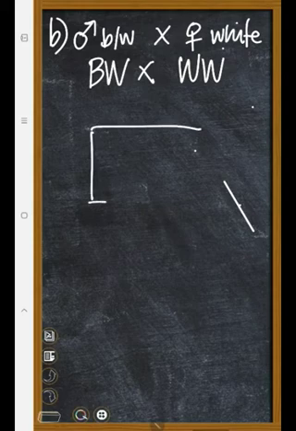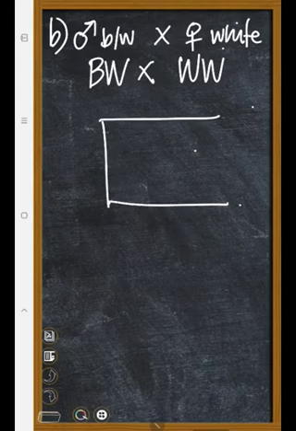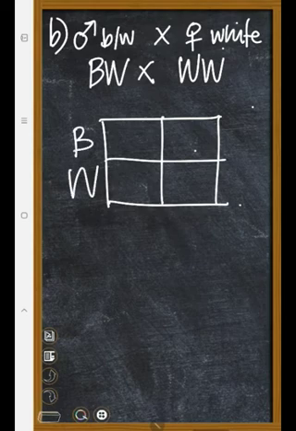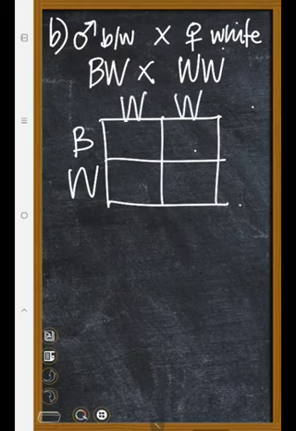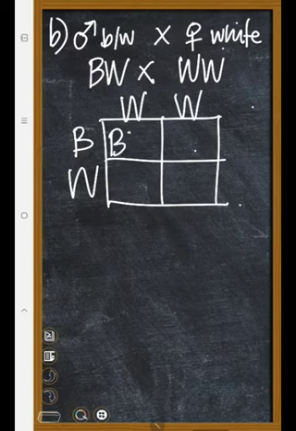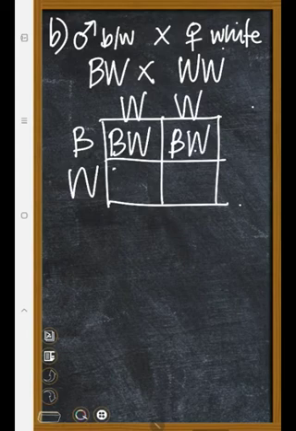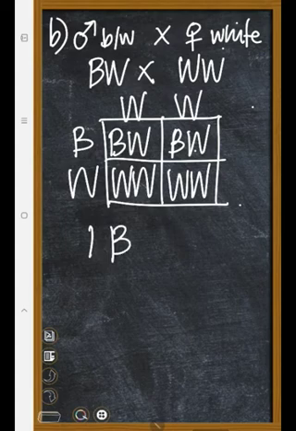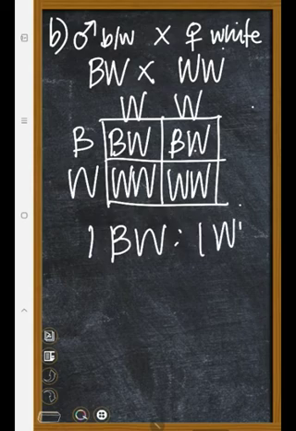We can draw a Punnett square. First, we determine the gametes produced by each parent. The male will produce gametes with big B, and the other half would be gametes containing big W. The female, on the other hand, being homozygous, produces all gametes that contain big W. Let's finish the square by writing the combination of alleles from the gametes. So, we get a genotypic ratio of 1 BW is to 1 WW.